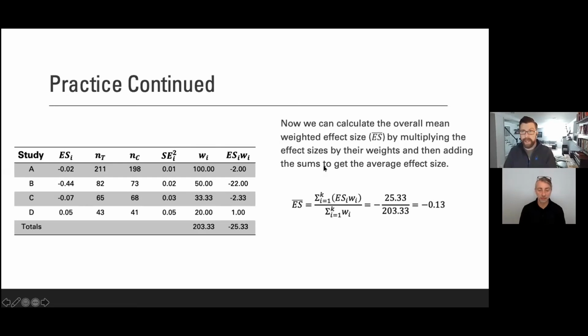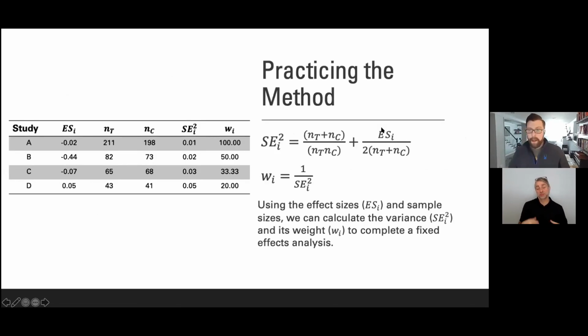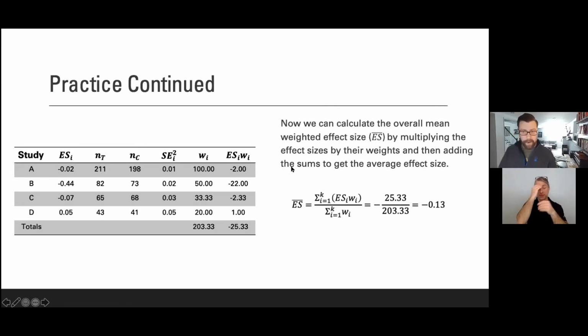And that's all of the information we need to get going. So now we can count with that, with our variances and our effect sizes, we can calculate our average. So we sum up the weighted effect sizes, so the sum of the weights times the effect sizes, and divide that by the sum of the total weights. And that ends up giving us an average effect size under a fixed effects model of negative 0.13.